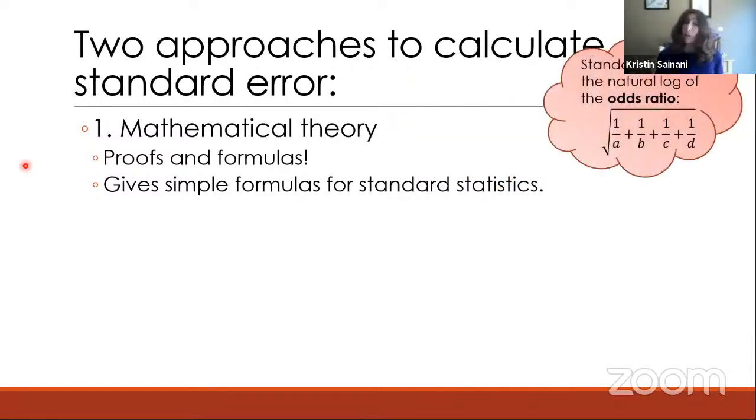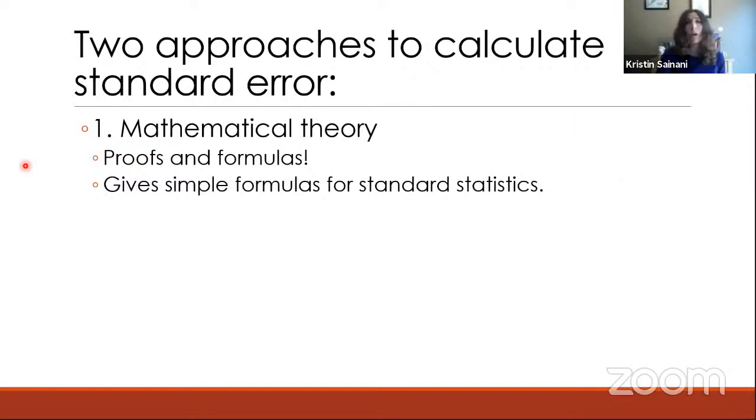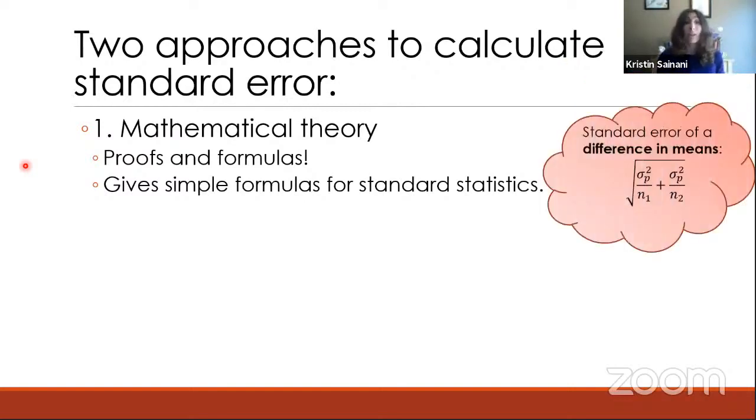Or if you're talking about an odds ratio, the standard error of an odds ratio is a different formula. There are many standard errors. There isn't just one standard error. Or if you're talking about the difference in means, well, that's another different formula. Standard error, you can see, is many different things. There's a different standard error formula for every different type of sample statistic.